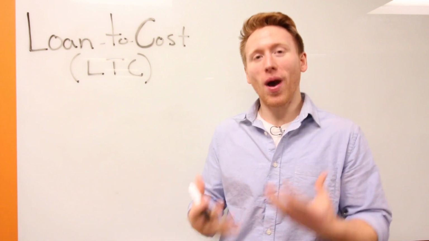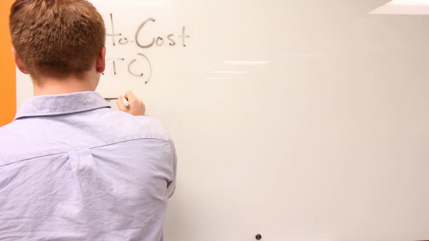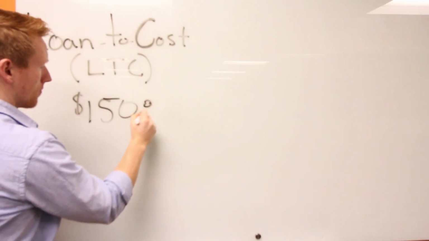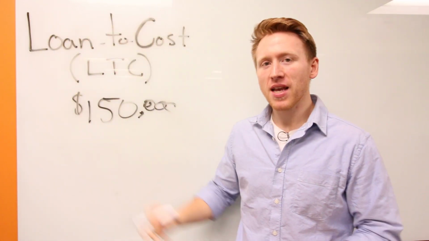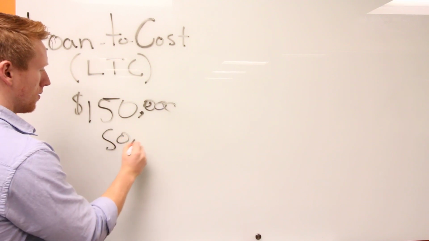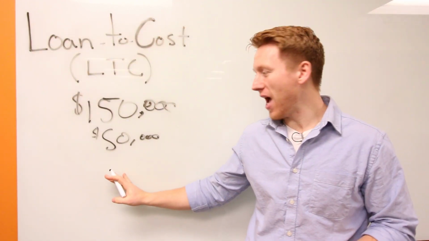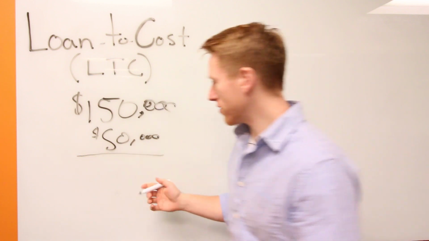So let's just say you have a property, you want to purchase it, and it's going to cost you $150,000. There we go. So $150,000 property. Now, that property needs $50,000 in rehab. So right now, your total cost of your project is what? $200,000, right?